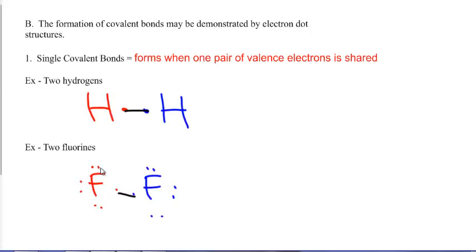Now watch this. 1, 2, 3, 4, 5, 6, 7, 8 for the red fluorine, and the blue 1, 2, 3, 4, 5, 6, 7, 8. So now each fluorine has access to 8 valence electrons. 6 that it still has for itself, and then 2 are being shared.